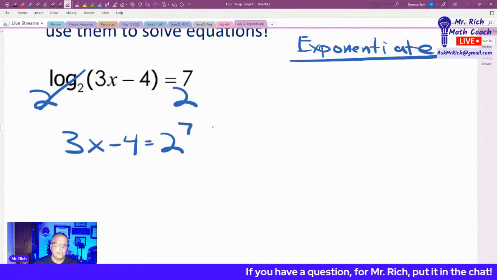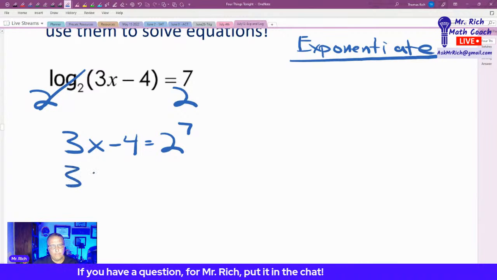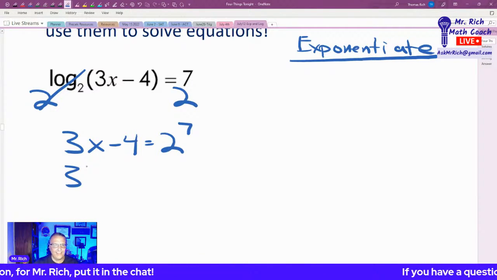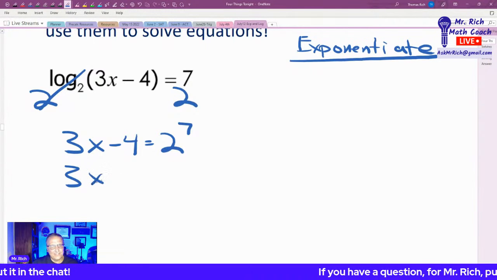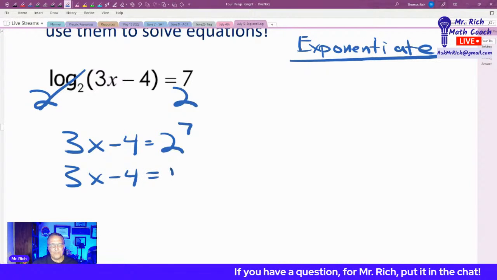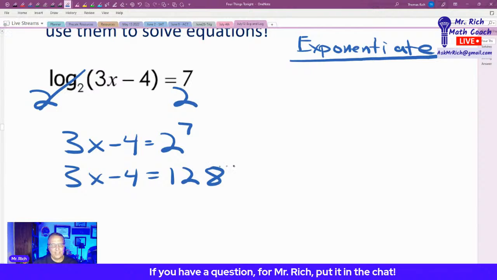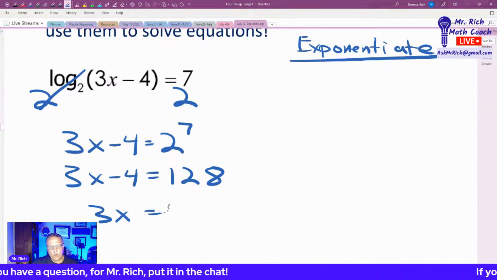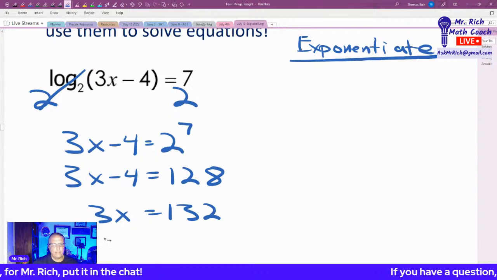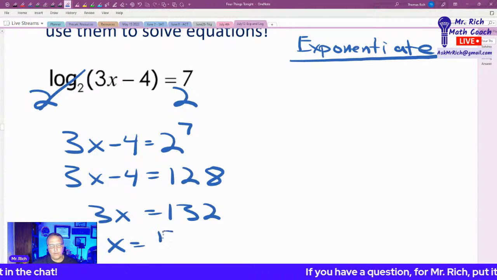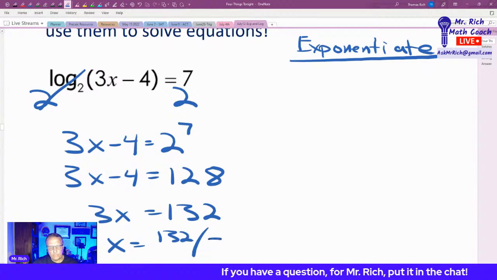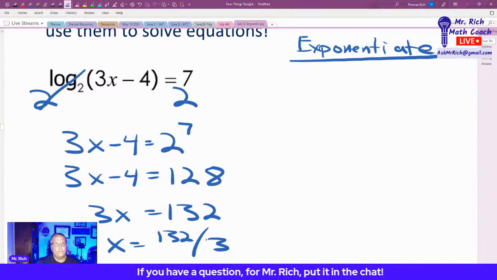like I would. Now, 2 to the 7th, I believe, is 128, if I am not mistaken. 32, 64, 128, it is. So 3x minus 4 equals 128. And now I will add 4 on both sides, and then I will divide by 3. And I have my solution.